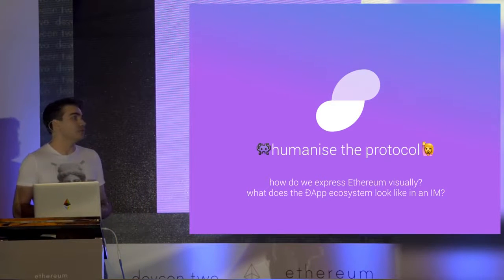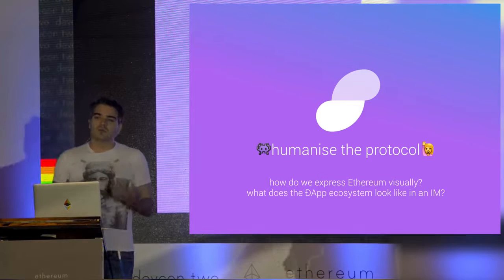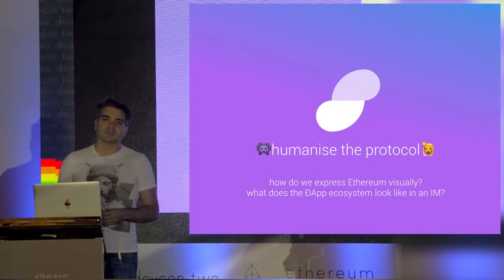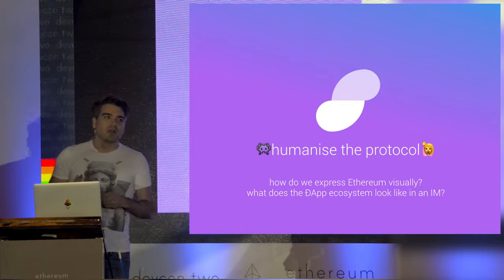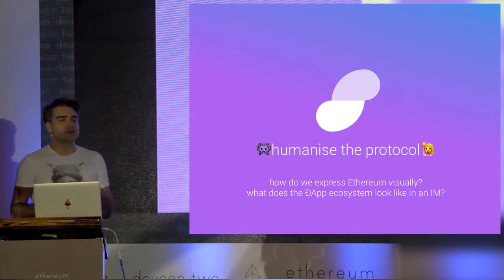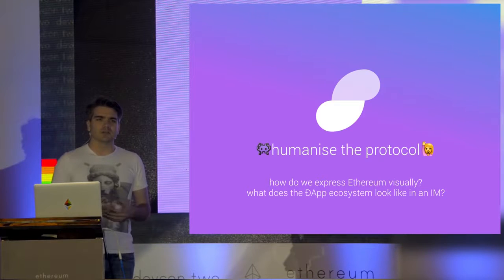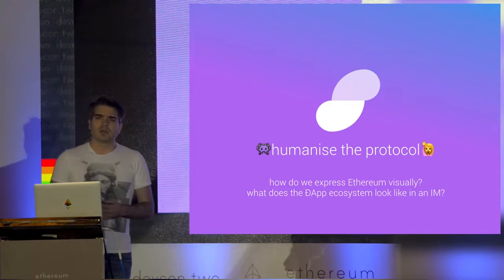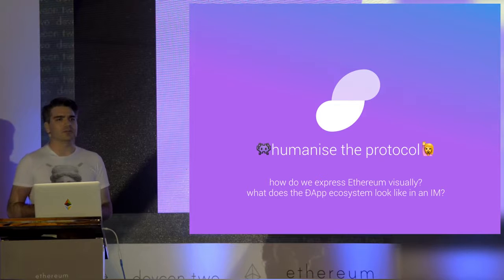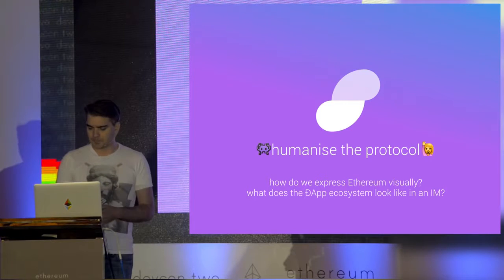But then I started to wonder, what would Ethereum look like as an instant messenger? How can we keep its generality? How can we maintain decentralization? And what would a dApp ecosystem look like in the context of chat? How would we humanize the protocol, turning addresses into faces?